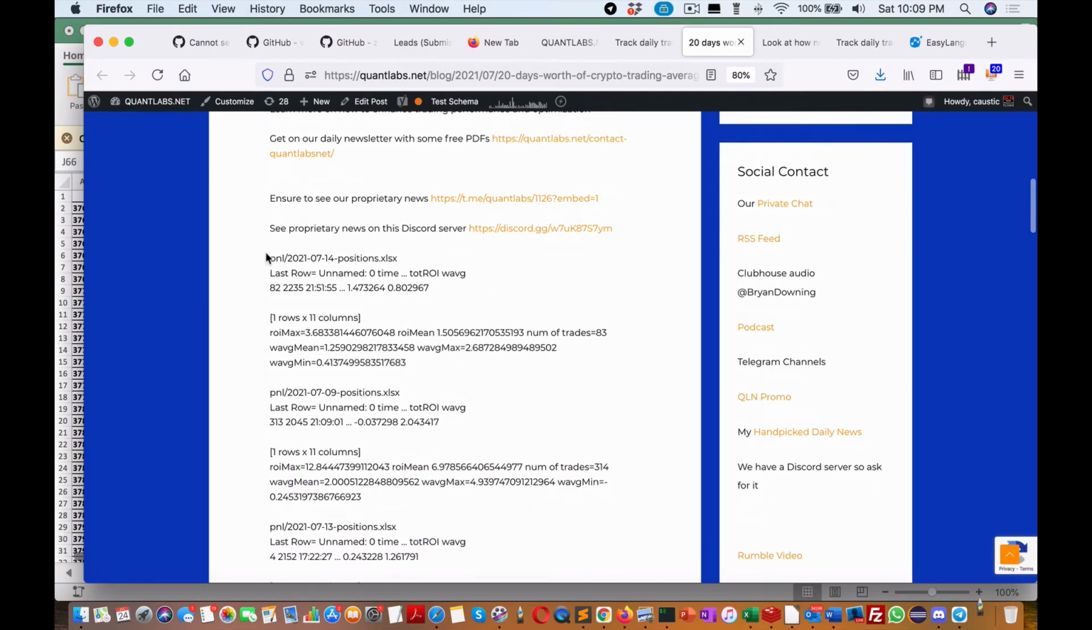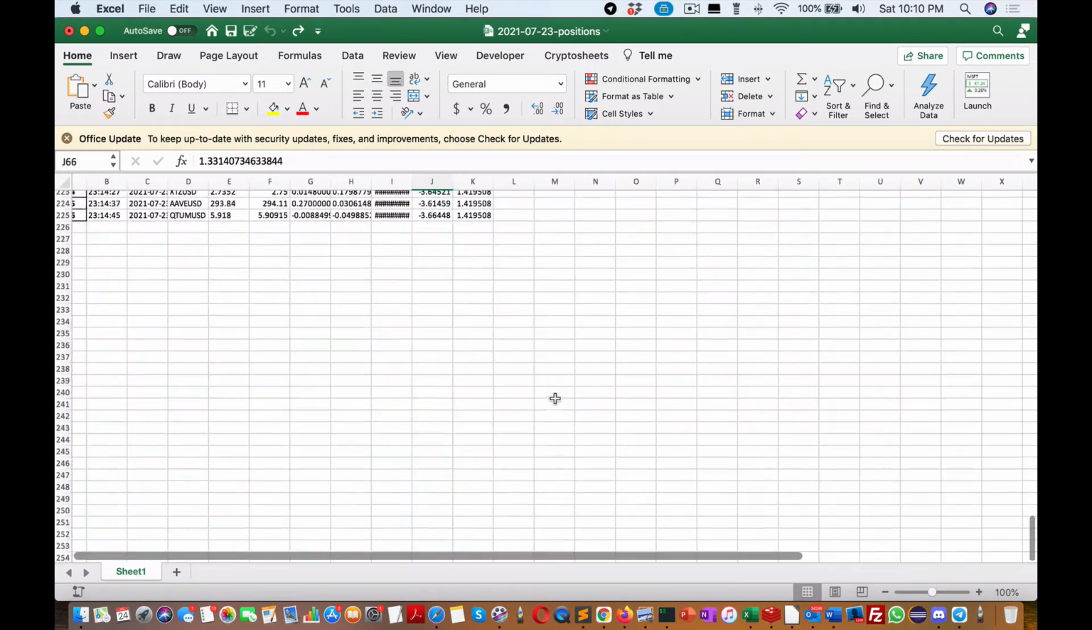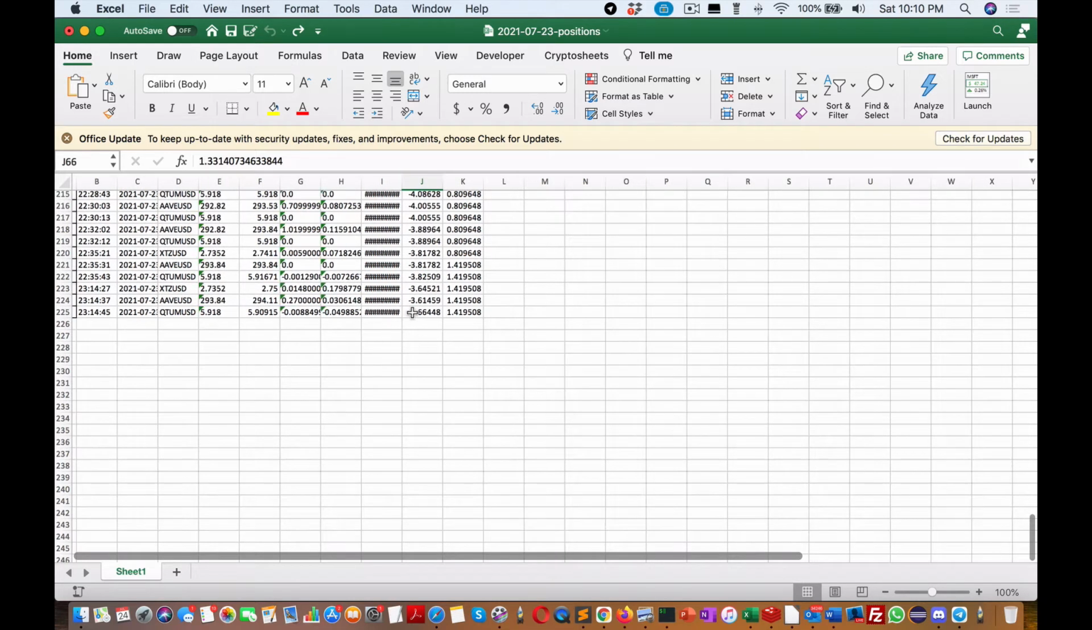So basically I've got each day right here in a spreadsheet, and in there I have the last row. This right here is for each day of trading. Okay, so this is what I'm after.